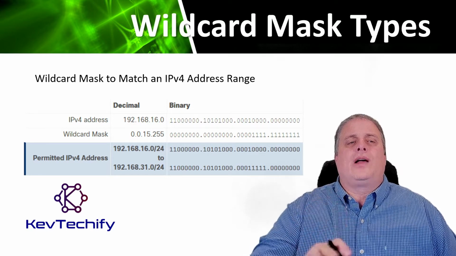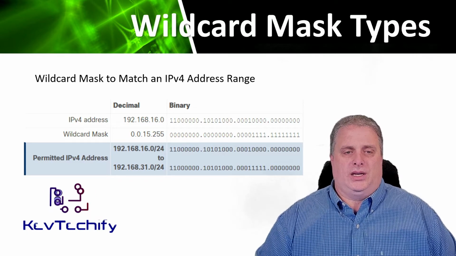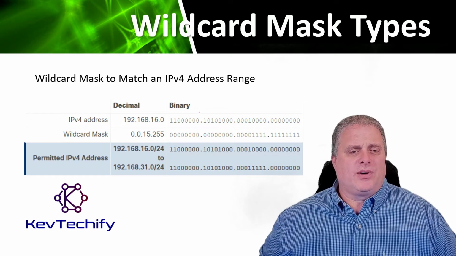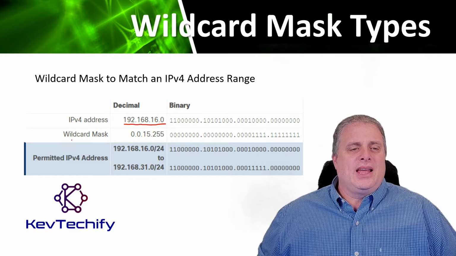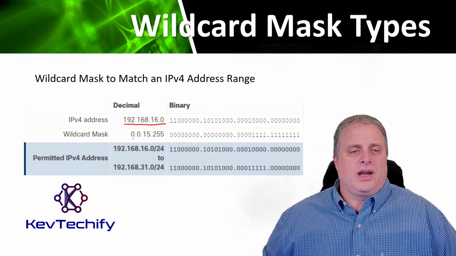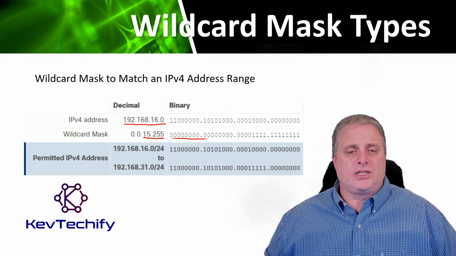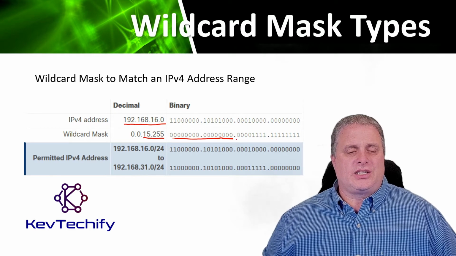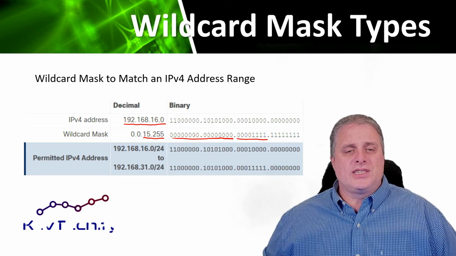Now we're going to look at a wildcard mask to match an IPv4 address range. What we're looking at is we have the IPv4 address here, 192.168.16.0, and then this is our wildcard mask. We have 0.0.15.255. So the first 2 octets here are zeros. Then we have .15 in the third, so when we change that to zeros and ones in binary, we get 4 zeros and then 4 ones. Once again, meaning where there's a 0, we're matching.